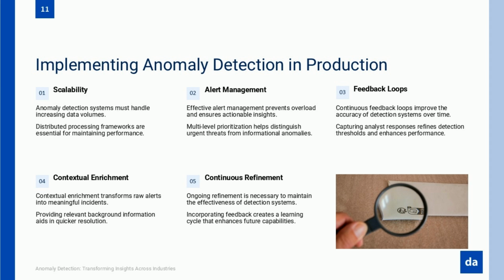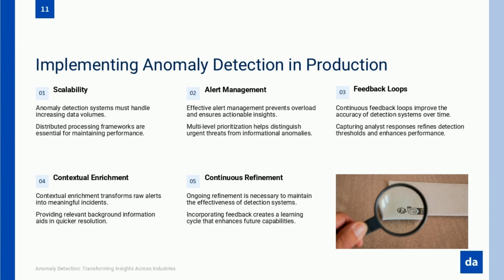Successful production implementations create structured feedback mechanisms that capture analyst responses to each detected anomaly. Was it a true positive or false alarm? If legitimate, what was the root cause? What action was taken to resolve it? This feedback then feeds back into the system through multiple mechanisms, adjusting detection thresholds, refining feature importance weights, updating classification models, and enhancing root cause analysis algorithms.